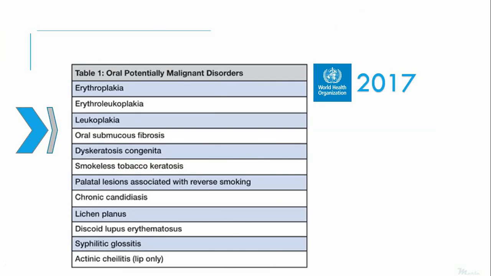The World Health Organization 2017 has a list of oral potentially malignant disorders. The most common and most significant of this is leukoplakia, which is a white lesion. Other lesions which have been characterized as oral potentially malignant disorders include erythroplakia, which is a red lesion, erythroleukoplakia, which is a mix of red and white lesion, a characteristic lesion associated with areca nut chewing, also known as oral submucous fibrosis, dyskeratosis congenita, smokeless tobacco keratosis, palatal lesions associated with reverse smoking, chronic candidiasis, lichen planus, discoid lupus erythematosus, syphilitic glossitis, and actinic cheilitis.